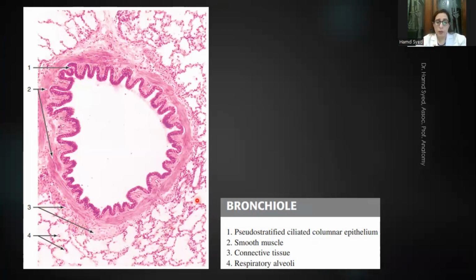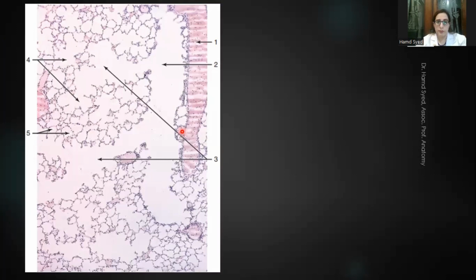And in this micrograph, you can also see the respiratory alveoli. But this has been recognized as bronchiole. Like I told you, there is absence of cartilage and absence of glands. So that is why we can recognize this section to be a section of the bronchiole.